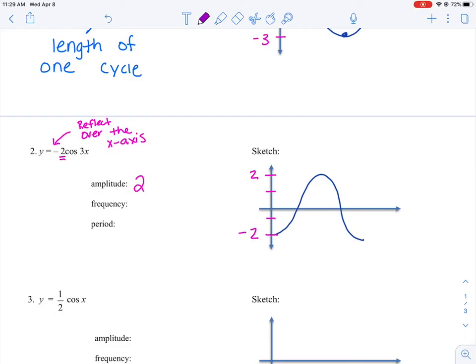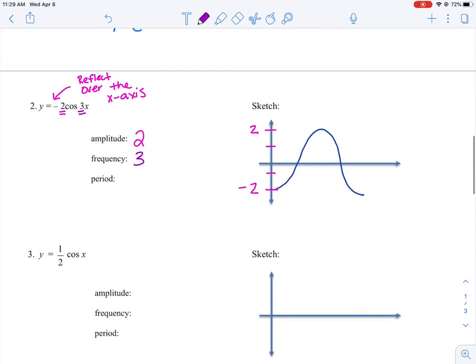Now I need to label my x-axis, which my frequency is going to help me with. My frequency is 3. That tells me there's 3 cycles in 2 pi, but I'm not graphing 3 cycles. I'm only graphing 1 cycle. So I need to use my period to help me find the length of that 1 cycle. My period is 2 pi over b, which in this case is 2 pi over 3. That cannot be simplified, so that is what my period, or in other words, my length of this one cycle is.